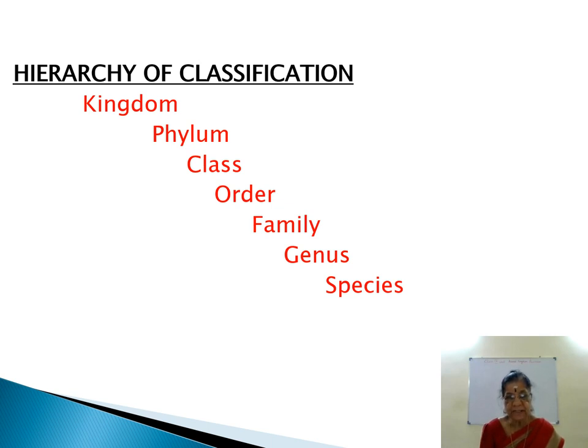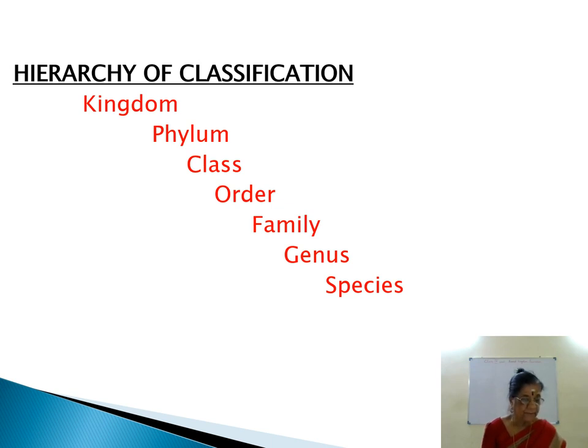These kingdom, phylum, class, order, family, genus, species, every one of them is called taxa, T-A-X-A. The unit of hierarchy of classification is called taxa. The basic unit of biological classification is the species. Now, which is the taxa or unit of classification between class and family? It is order. You should know how to answer like that.